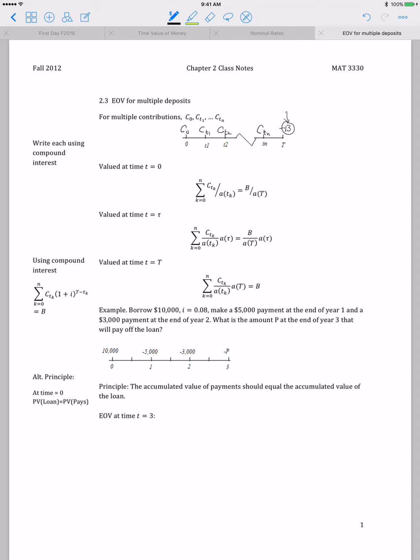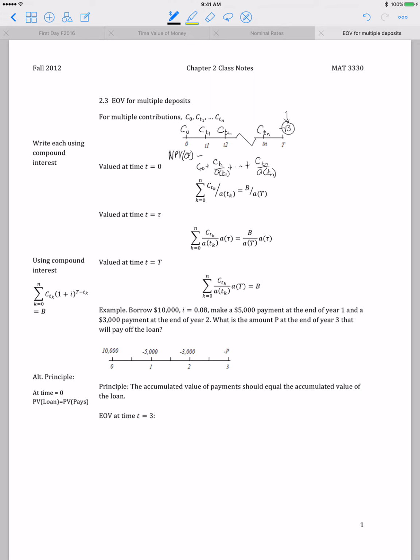To write the equation of value, we first take the net present value of the cash flow, or the contributions, at time 0. So for the net present value of the contributions, we take the present value of each individual contribution using the accumulation function. And that's the net present value of the contributions, so that would be the value at time 0.